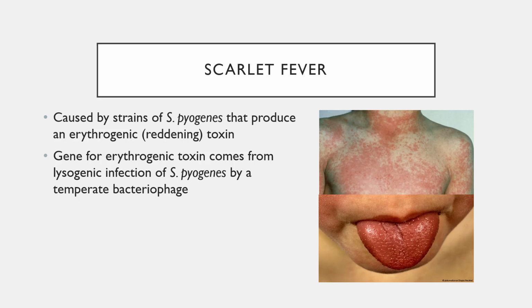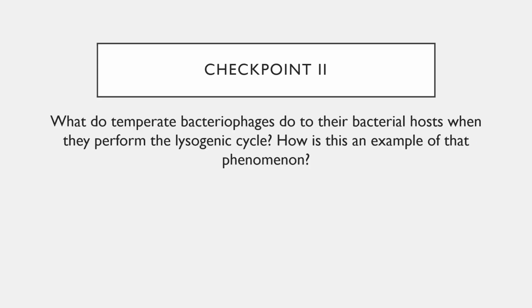So here again, we're going to look at a checkpoint that will allow us to review this concept. What do temperate bacteriophages do in their bacterial hosts when they perform the lysogenic cycle? And how is this, as it applies to strep throat, scarlet fever, and Streptococcus pyogenes, an example of that phenomenon?